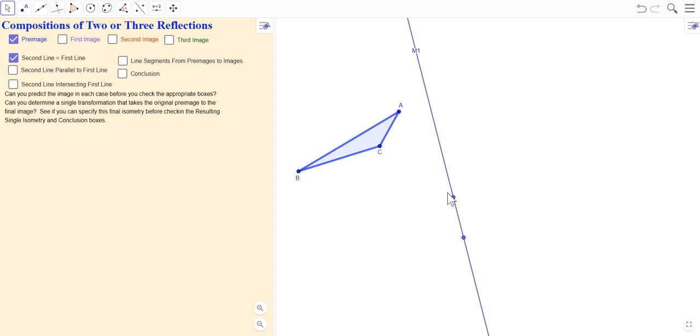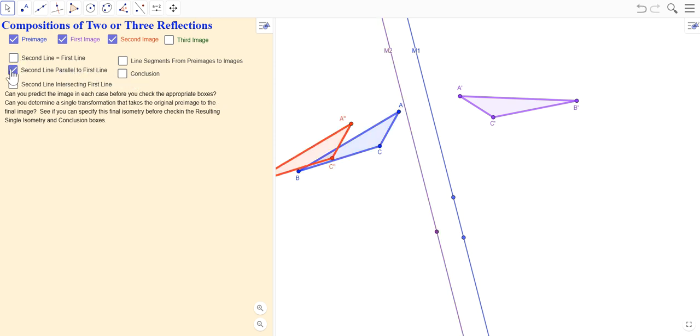This is Jack Jackson. We're going to continue to look at compositions of reflections. This one, we're going to look at composition of two reflections. Just to remind you, last time we looked at two reflections where the second line was the same as the first line. And there we saw we got an intermediate image, but the final image was the same as the original, so we got the identity transformation.